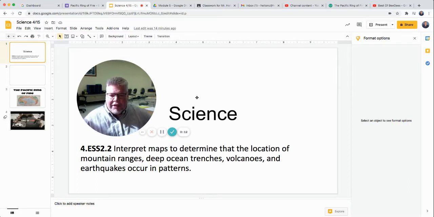Well, what we're looking at today is the location of many of the world's volcanoes, a lot of the earthquakes, mountain ranges. As we look at several maps, we're going to determine there's a pattern to where these are: where mountain ranges, ocean trenches, volcanoes, and earthquakes are. There's a pattern to where they are in the world.